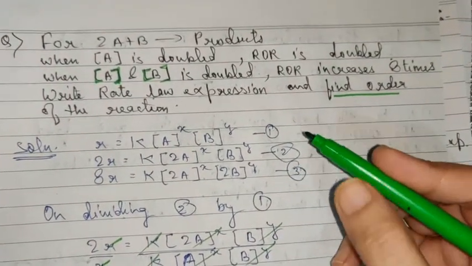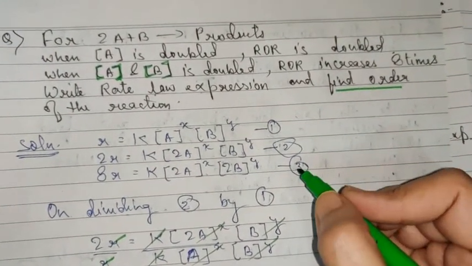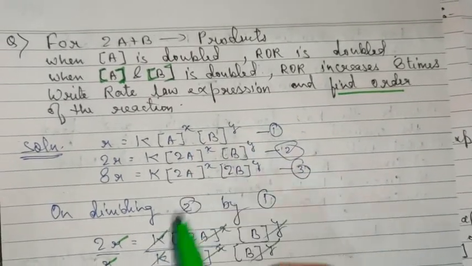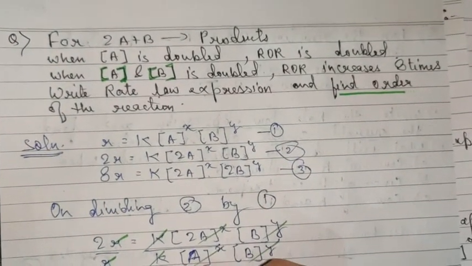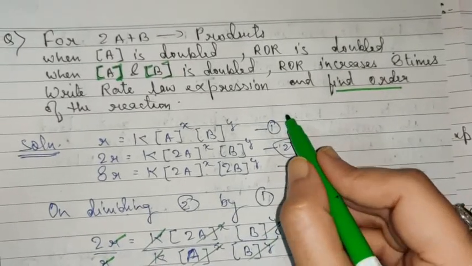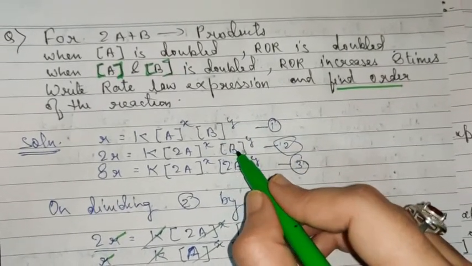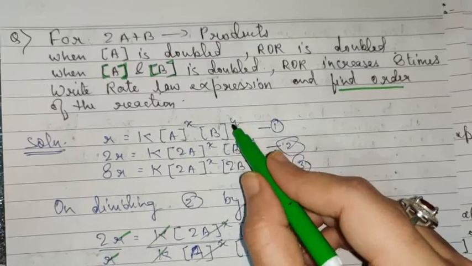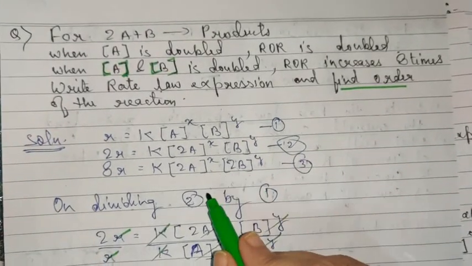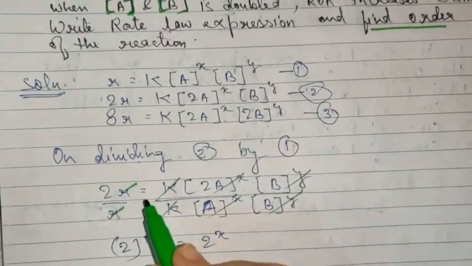Which equation should be divided by which equation in order to reach the values of x and y? First, we'll divide equation 2 by equation 1 because you have these two terms in common. So these two will get cancelled off. So I'm dividing equation 2 by equation 1, as you can see here.